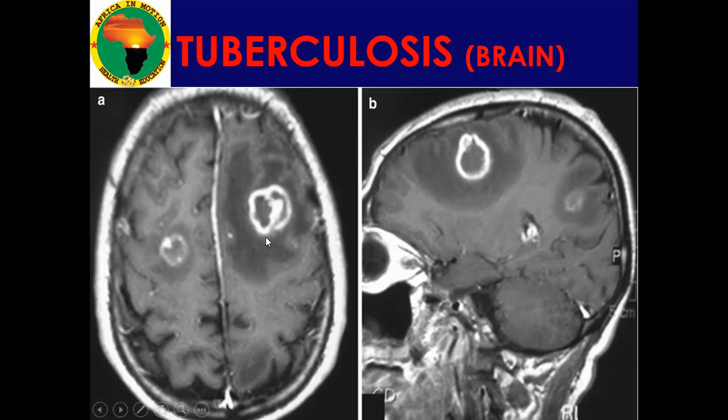You can see another one. This was a huge one with edema around, a lot of water around. This one, we call it a tuberculoma. It's very painful. It is destroying the brain. You can imagine the consequences it will cause.